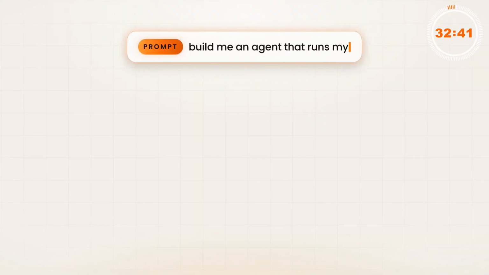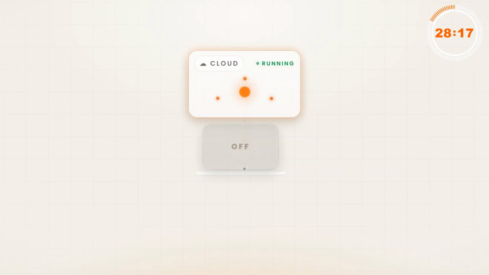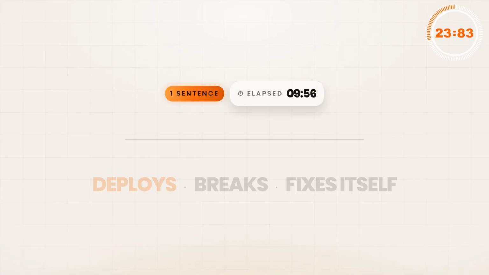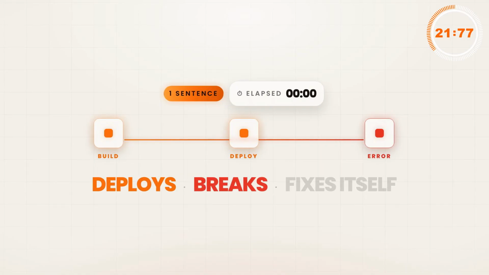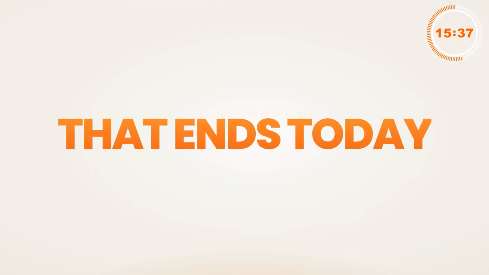Anthropic just dropped a free tool that builds your AI agent for you. Then it hosts this in the cloud, so it's still running even with your laptop off. I gave it one sentence. 10 minutes later, it deployed itself, then broke and fixed itself without me. If you are opening Claude Code every morning to manage your agents by hand, that ends today.